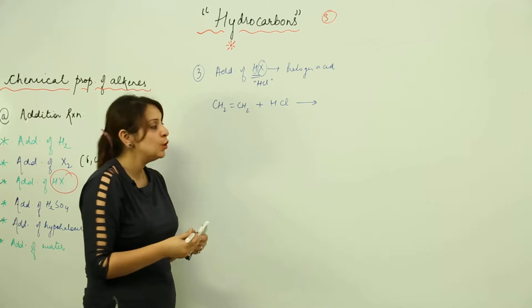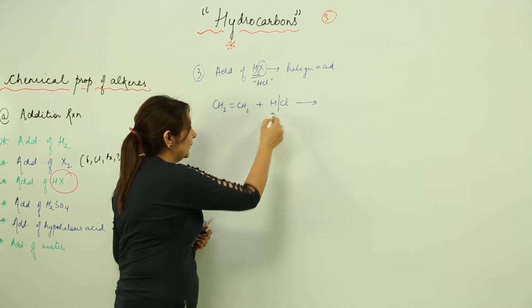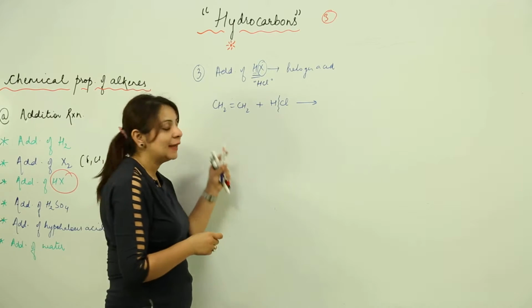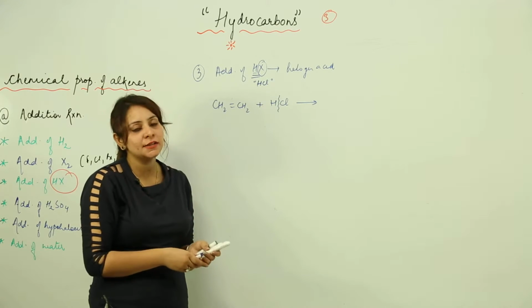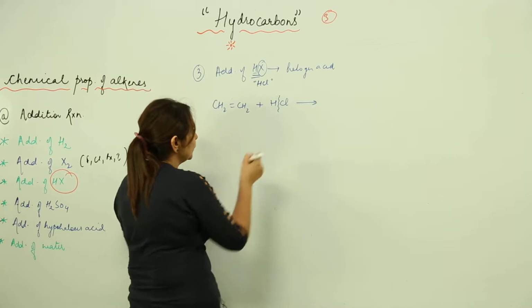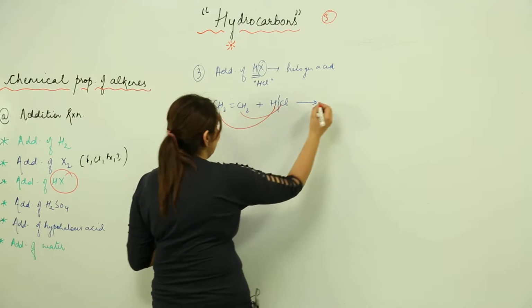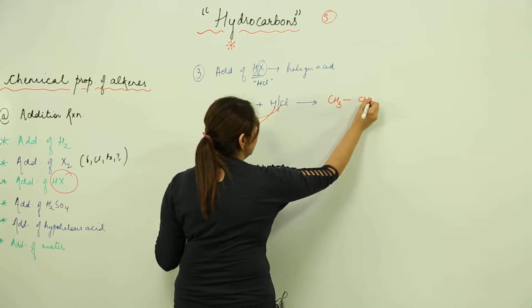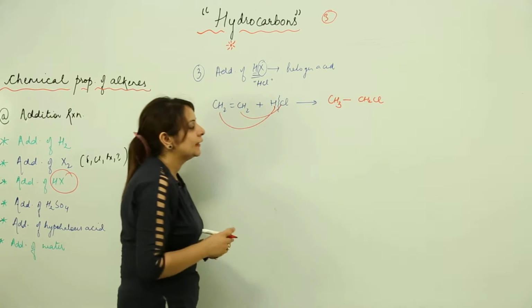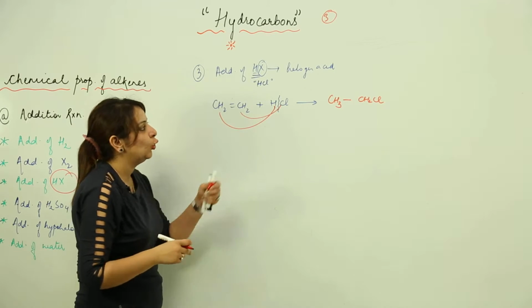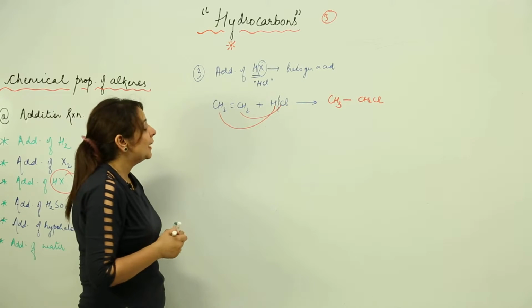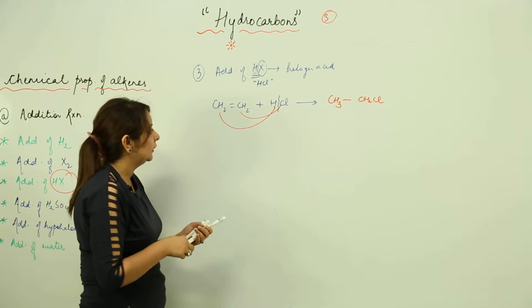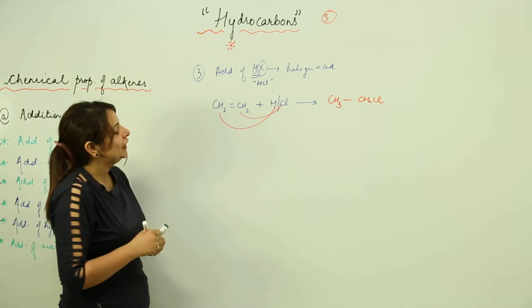Obviously, as I told you, it is going to break in this manner. So one atom is going to attach to one carbon atom, and the other to the other carbon atom of the double bond. Let's say it attached this way. So it becomes CH3, the double bond becomes single, and it becomes CH2Cl. That means you get chloroethane.